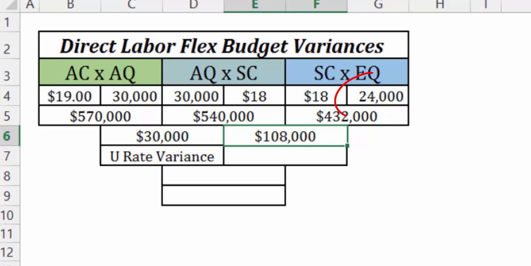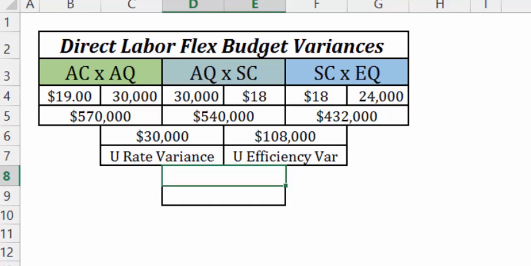We were supposed to use 24,000 direct labor hours. We really used 30,000 direct labor hours. Of course, more direct labor hours equates to more money, more expense, lower net income. So this is also an unfavorable variance.